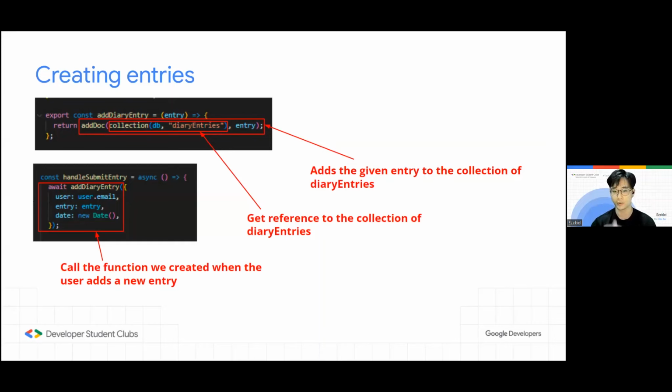Then we separate this database logic into its own file, so that in the front end portion, we can run something like a handle submit entry handler, and then we just call the add diary entry function that we created. So every time the user clicks on submit to create a new entry, we call the function that we created to create an entry with Firebase.